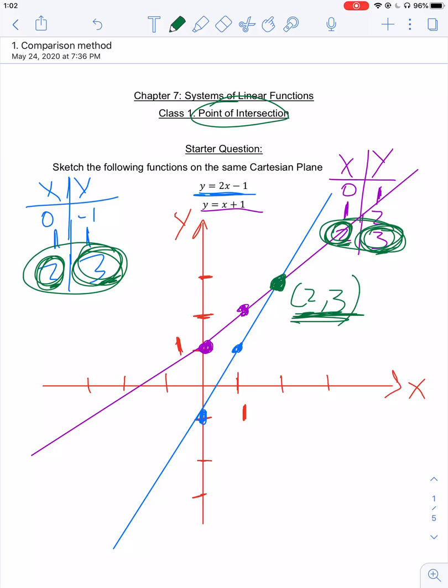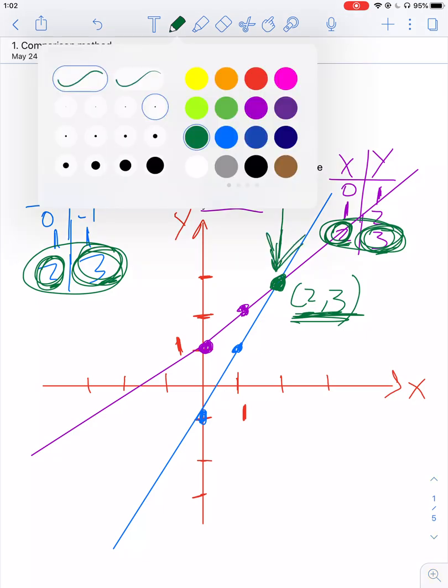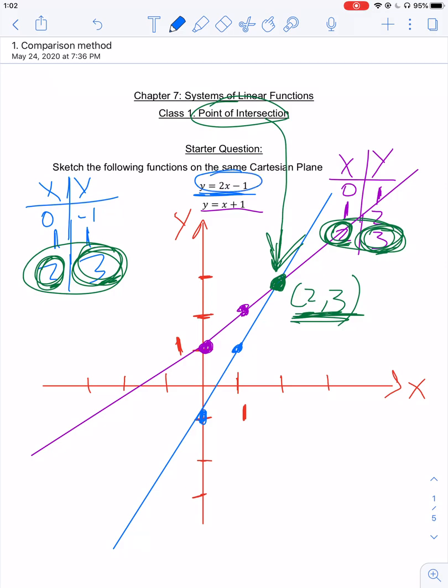So you can find the point of intersection by graphing it, kind of like I did. You guys probably have graphing paper at home, so if you graph this, it shouldn't be too difficult. So this is your point of intersection. Very important point again: it's the point where both functions, this function in blue and this function in purple, share a common coordinate.